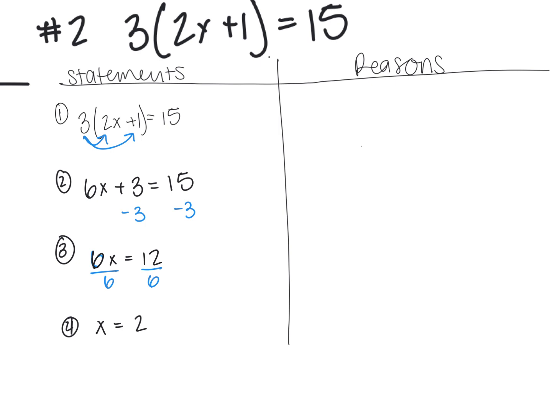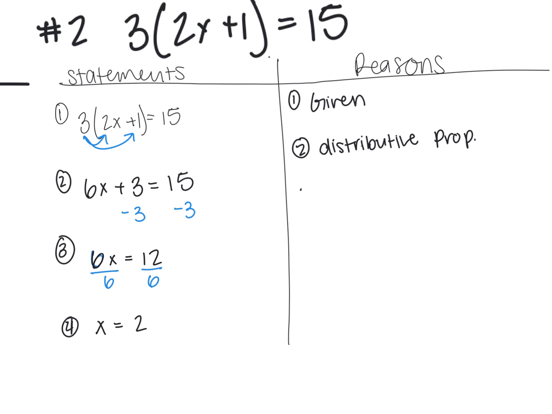So number 1 is going to be given always. Number 2, what's my second reason? Distributive property. Division's 3.